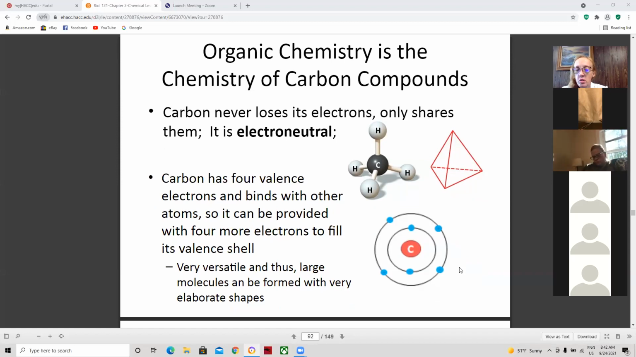It's electroneutral, so it doesn't ever form polar bonds. It's also very versatile because it can form 4 different bonds.